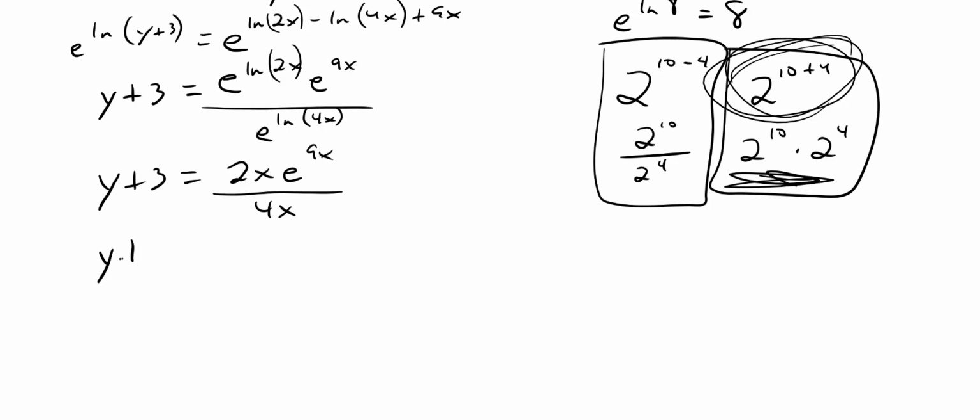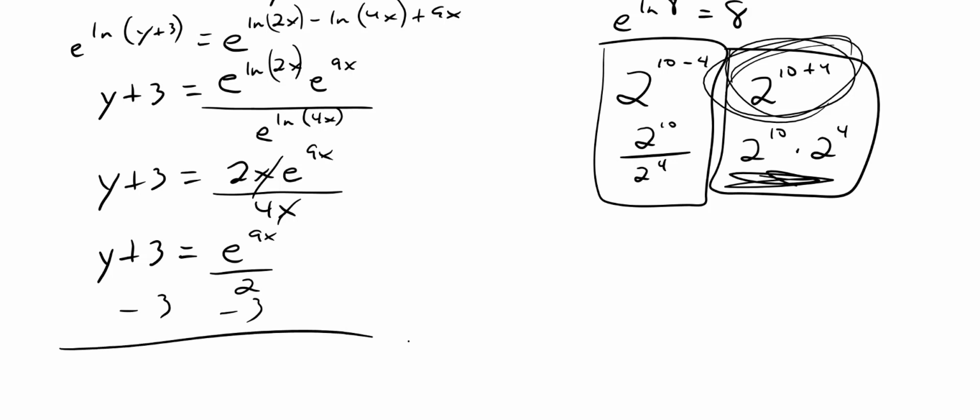So we are almost done. I can cancel the x's, and then 2 over 4 is 1/2. So it's e to the 9x over 2. My last step is subtract 3 from both sides. So my final answer is y is equal to e to the 9x over 2 minus 3.